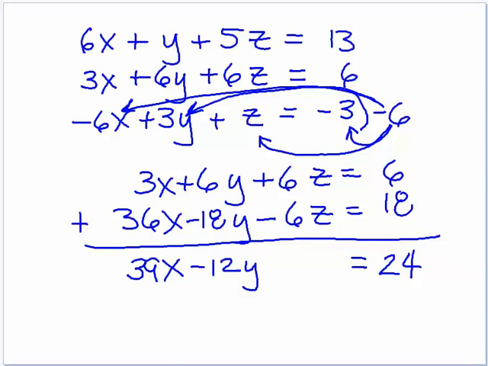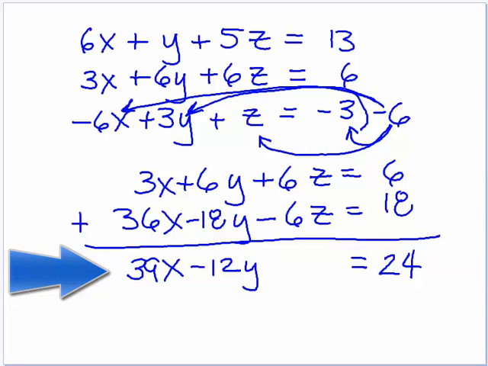Now we can add them all together. 3 plus 36 is 39x. 6 minus 18 is negative 12y. 6 minus 6 is 0, and that's what we wanted. We wanted to get rid of the z. And now we have 6 plus 18 is 24, which is what we wanted. Okay, so we got rid of z like we wanted to. So now we have one equation that we're going to use.